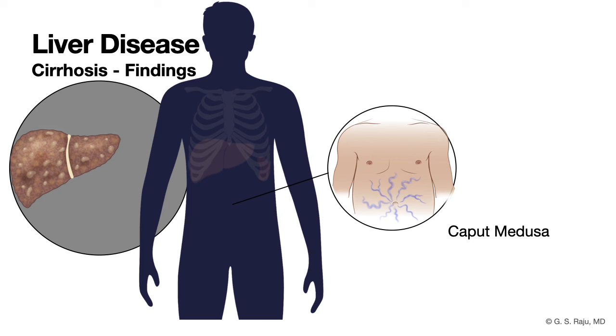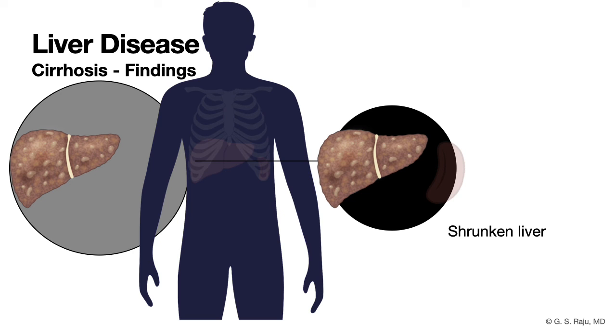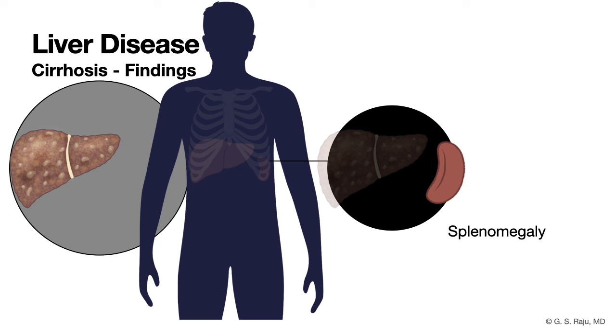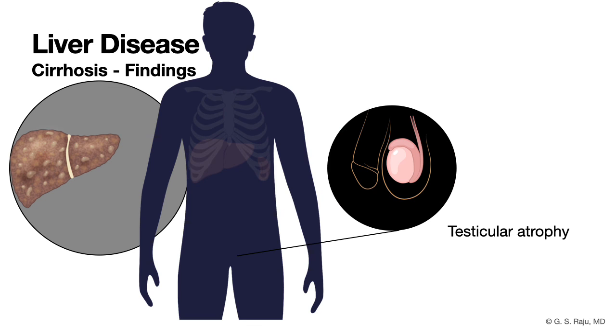After finding these findings, when you examine the liver, you check for the liver size by percussion, and in cirrhosis, the liver is shrunken. And on the left side, you feel for the spleen. The spleen is usually enlarged, or the splenic tip is enlarged. And as you go from the abdomen down in a male, you should be checking the testis for testicular atrophy.